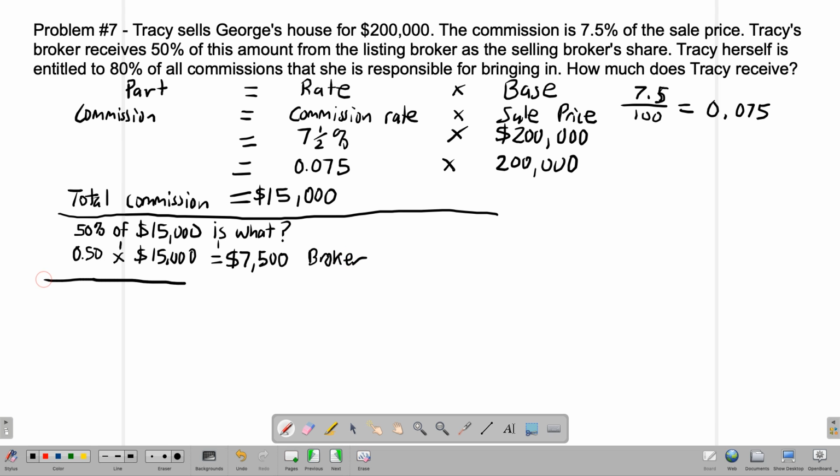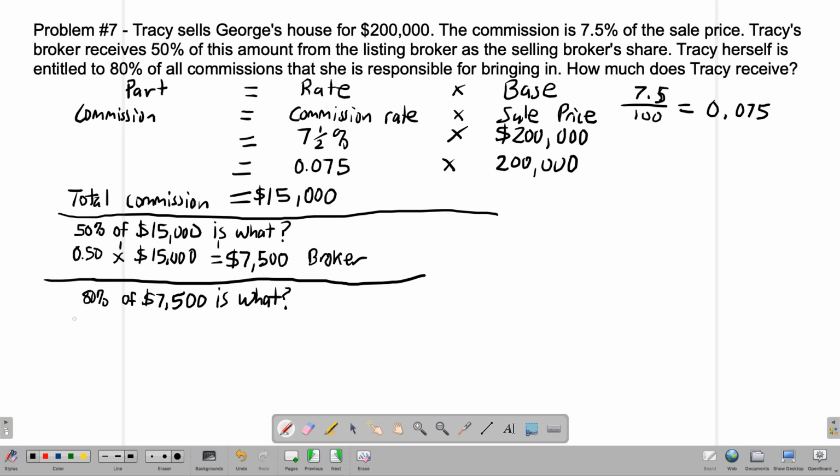Okay, now the ultimate question. Tracy gets 80% of what amount? So what we have here is 80% of 7,500, because her broker receives 7,500 from his share of the transaction. And we ask the question, 80% of 7,500 is what? And that what is going to determine what Tracy receives.